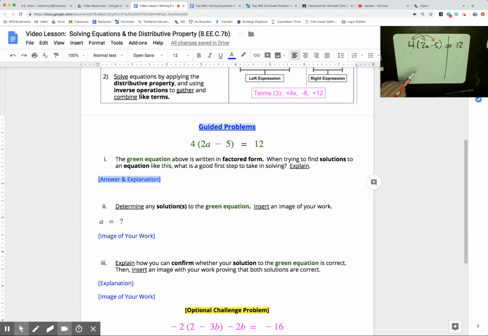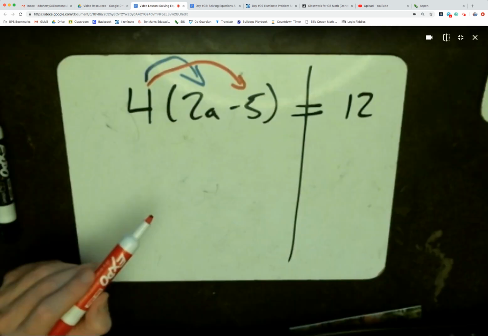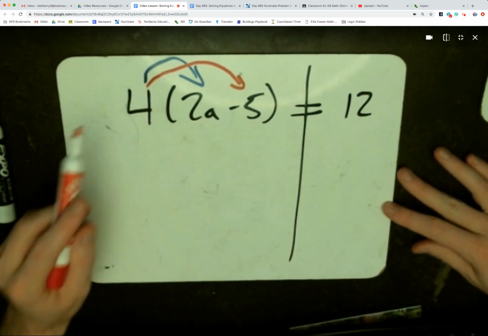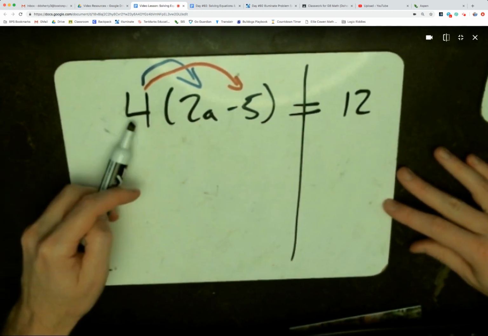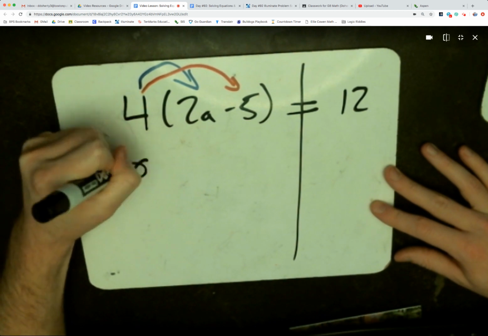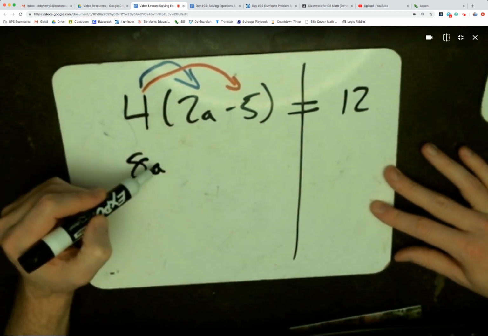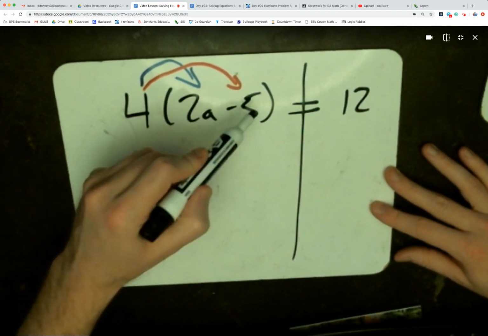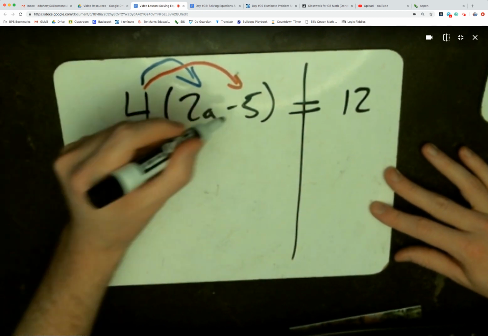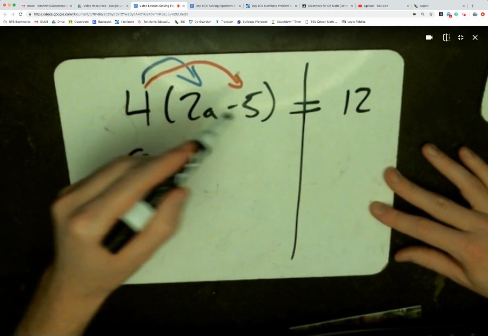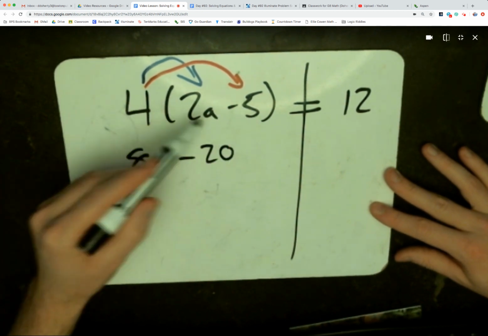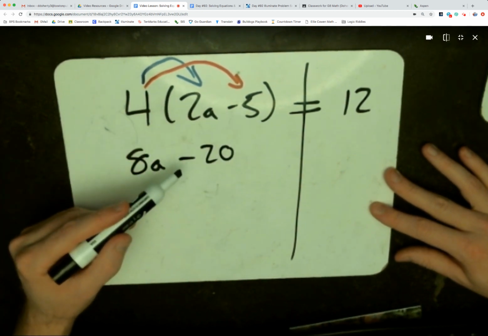So the big key, whenever I'm solving equations that are in factored form, an awesome method, not the only one, but a great method to solve, is to just apply the distributive property and go into expanded form. That means 4 times 2a is going to give us 8a. 4 times 2 is 8. All we have is 8 times a now. 4 times -5, I know a positive times a negative is going to be a negative, and 4 times 5 gives me 20. So 4 times -5 should give us -20.